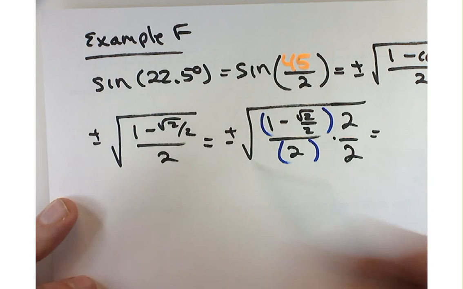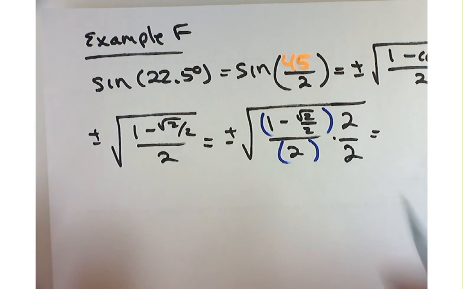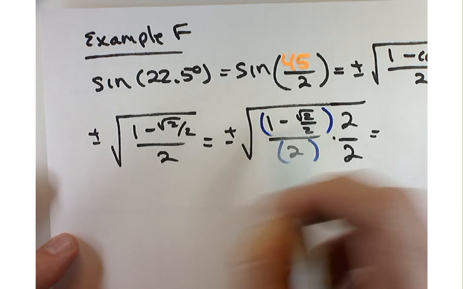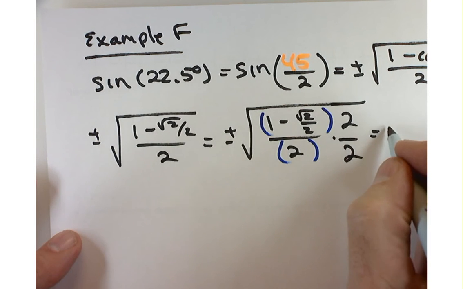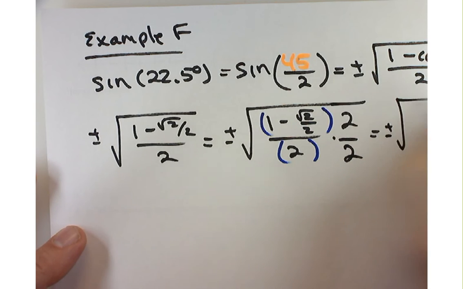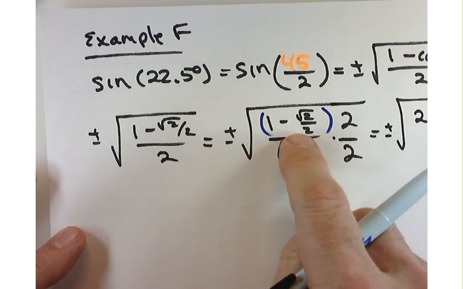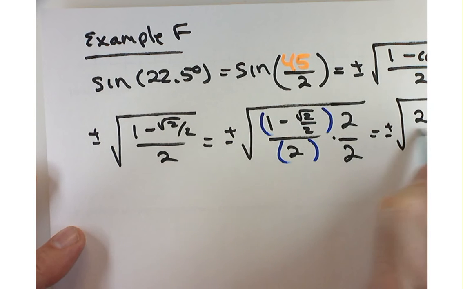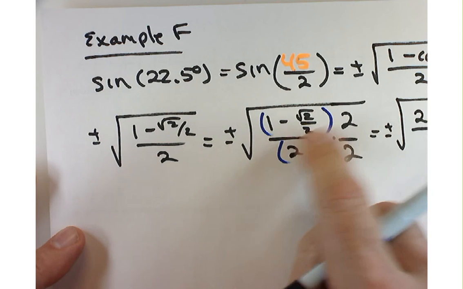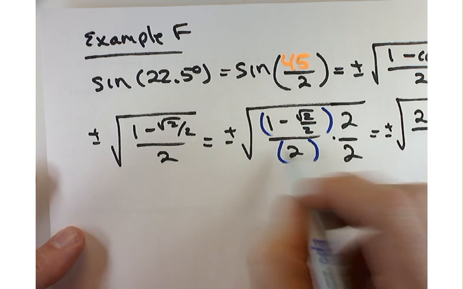So multiplying by 1 doesn't change the value of it, but if I distribute that 2 into the numerator, I will get some nice cleaning up. I'll get 2 minus what? Square root of 2. Yeah, thank you, gentlemen, because this 2 cancels that one. Over 4.